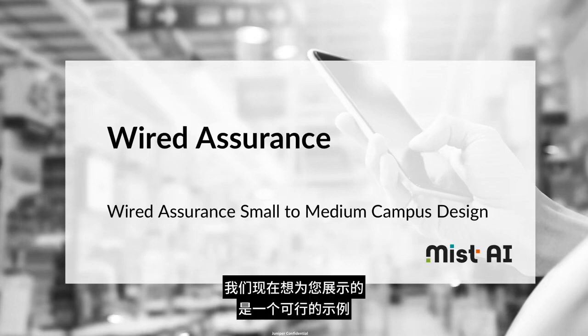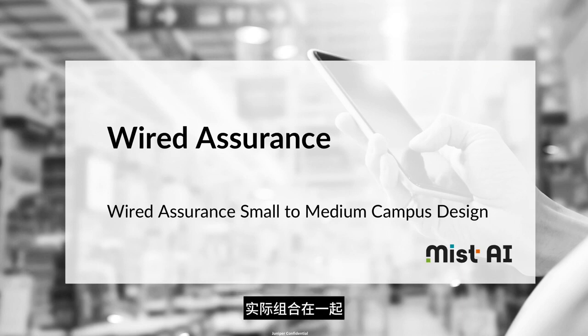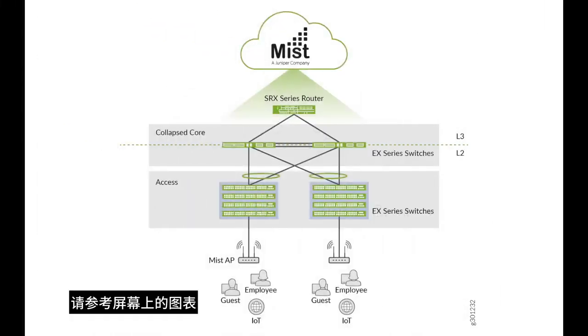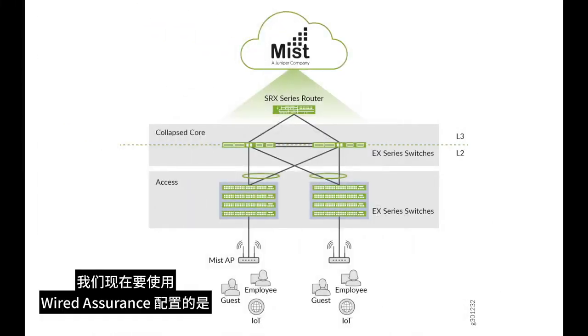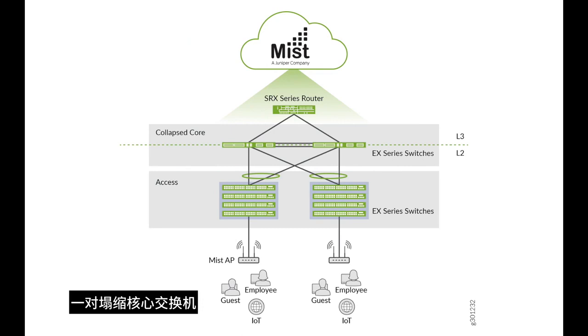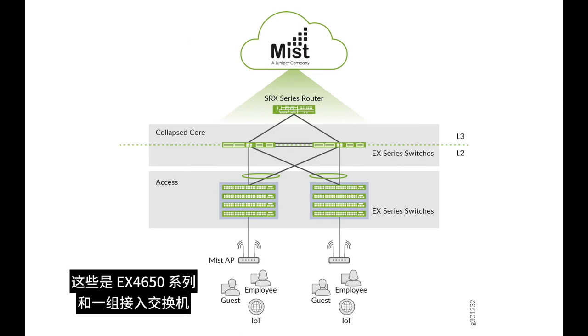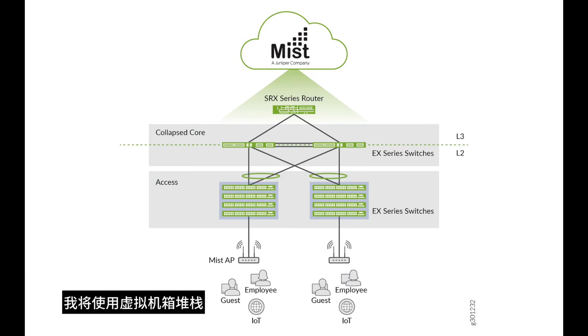What we wanted to show you now is a worked example of how to actually put together all the elements that have previously been demonstrated. If you refer to the on-screen diagram, what we're going to now configure using Wide Assurance is a pair of collapsed core switches. These are EX4650s and a set of access switches, and I'm going to use an example of both a virtual chassis stack and a standalone EX switch.